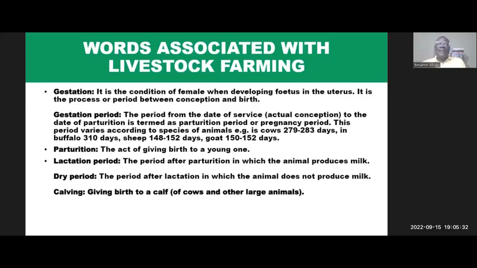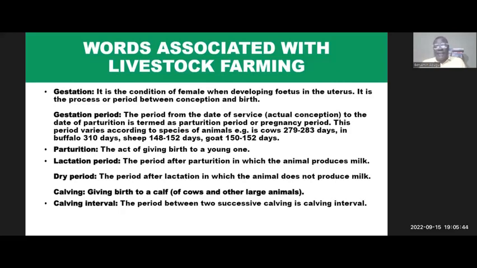Then calving refers to giving birth to a calf, and this refers to animals like cows and other large animals, okay? Then you have calving interval, which is the period between two successive calvings, okay? And you know, calving is giving birth, so the period between giving birth and another one is the calving interval. Let's look at more words associated, and we want to look at chickens, okay?